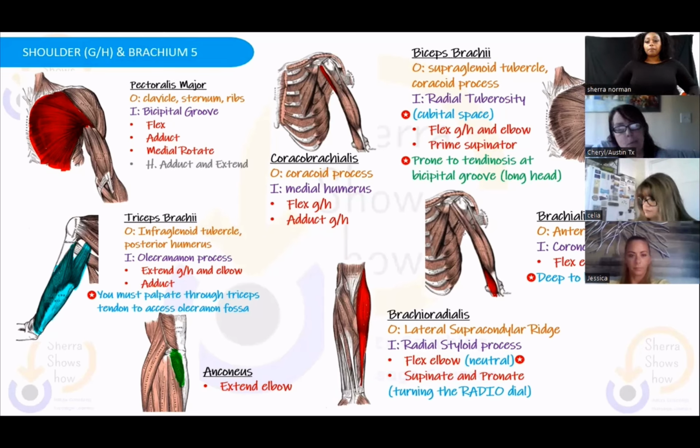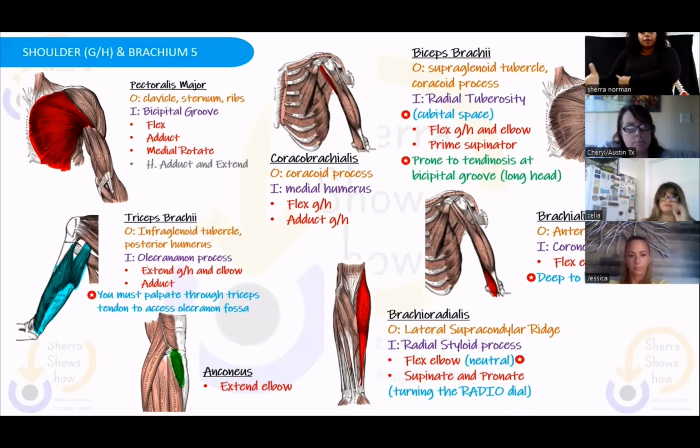Also, it flexes more from a neutral position. Anatomic is going to be brachialis, right? From a neutral position, like thumbs forward, hammer curls, brachioradialis.